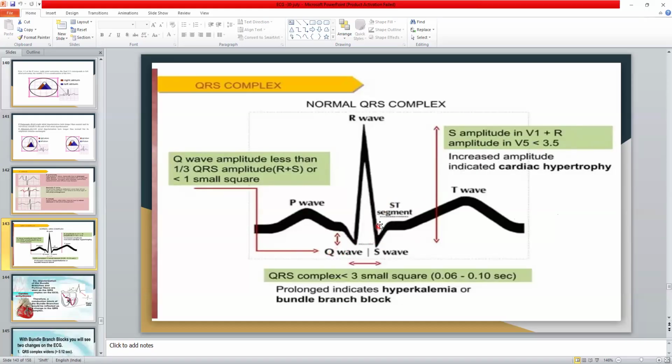And this is the R amplitude, from here to here, and from here to here it is the S amplitude. So the S amplitude in V1 plus the R amplitude in V5 should be less than 3.5. Coming to the duration, it should be less than 3 small squares, that is 0.06 to 0.1 second.